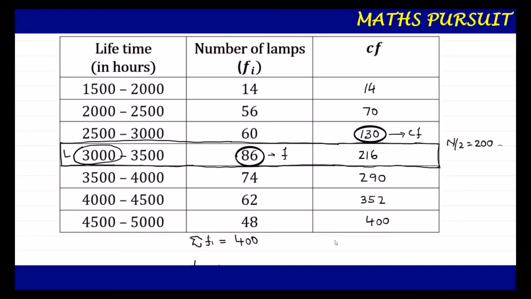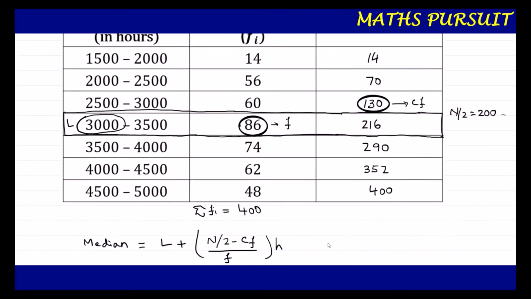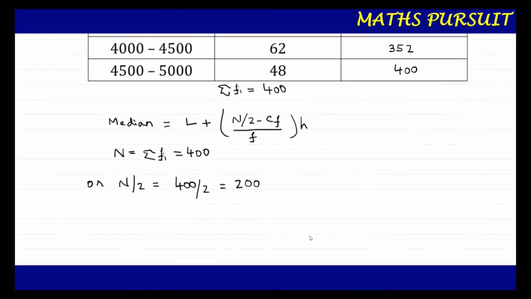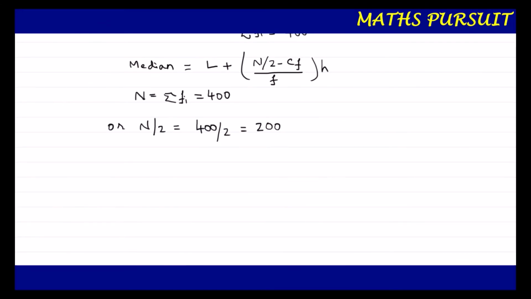Now after finding out these details, let us move ahead to calculate our median. Before calculating the median, it is always advisable to write down the things that we got. We got n by 2 is equal to 200. If you look at the above table, we got L is equal to 3000. We got cumulative frequency is equal to 130. We got frequency is equal to 86, and class height here is equal to 500.